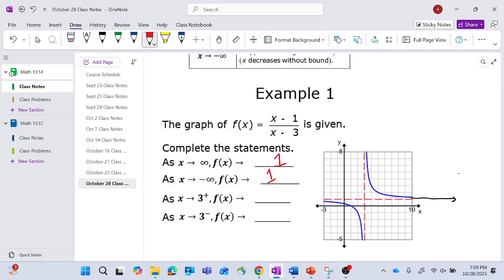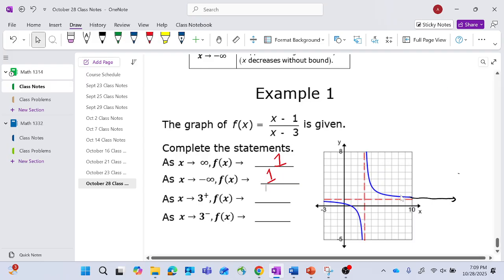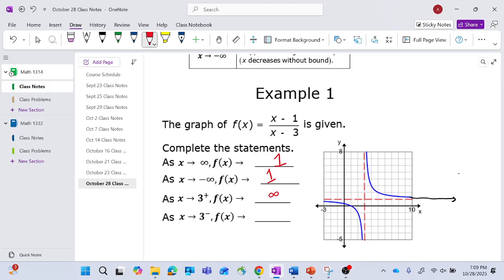All right. So now, as x goes to 3 from the right side, that power of plus right there just means x goes to 3 from the right side. I want to know where your y is going. You can see your y is going all the way up to positive infinity. As the graph approaches 3 from the right side, it's shooting straight up. You cannot cross a vertical asymptote, so you're going straight up to positive infinity.